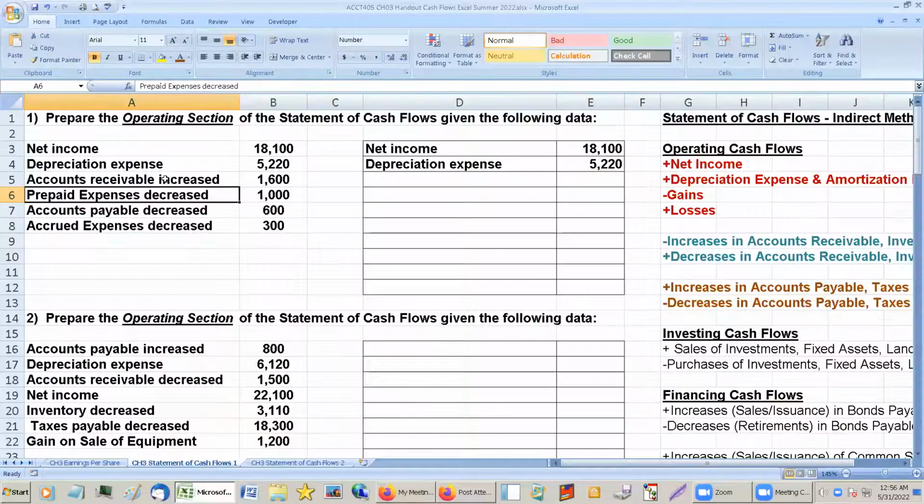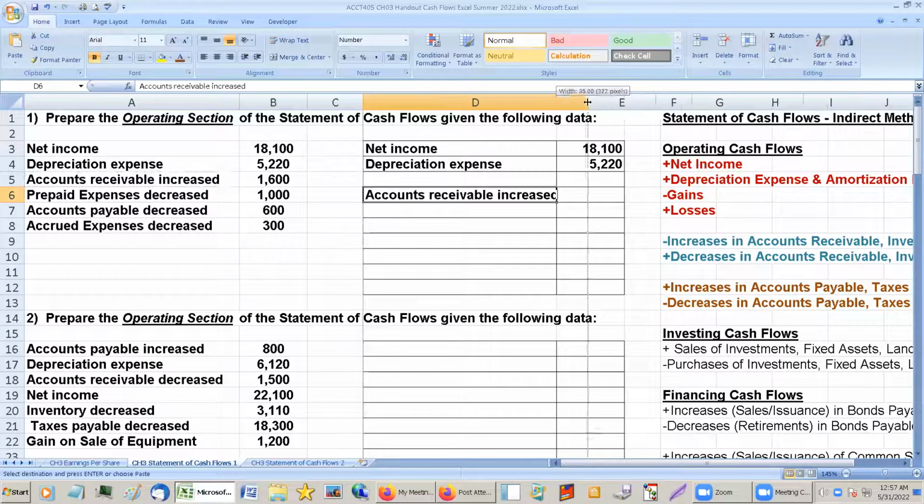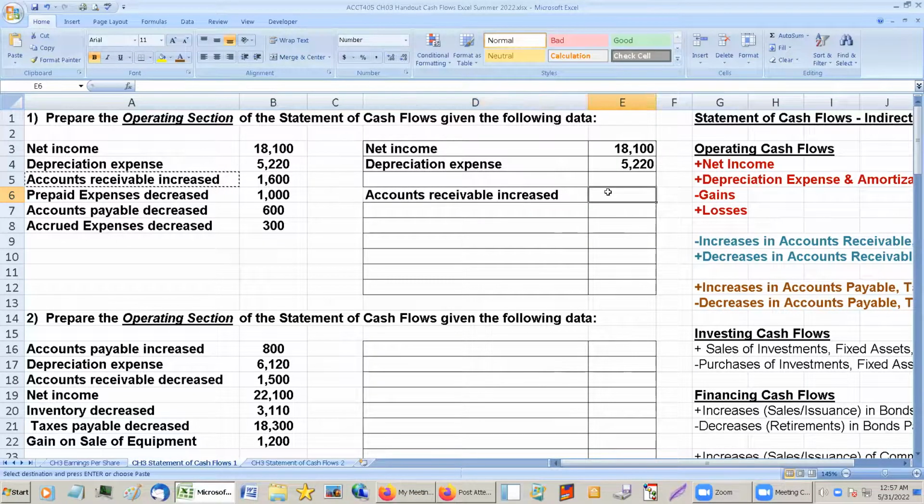So let's get back to our problem. Ooh, I almost quit this. All right, so accounts receivable increased. We come over here, increases get subtracted. So this will be minus.